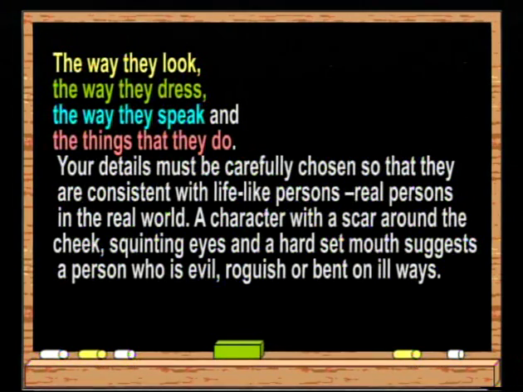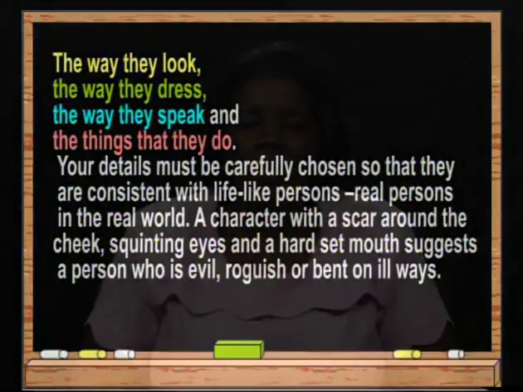Your details must be carefully chosen so that they are consistent with lifelike, real persons in the real world. A character with a scar around the cheek, squinting eyes, and a hard-set mouth suggests a person who is evil, roguish, or bent on ill ways. On the other hand, a brightly dressed, smiling, and bubbling character may suggest a happy, contented person.